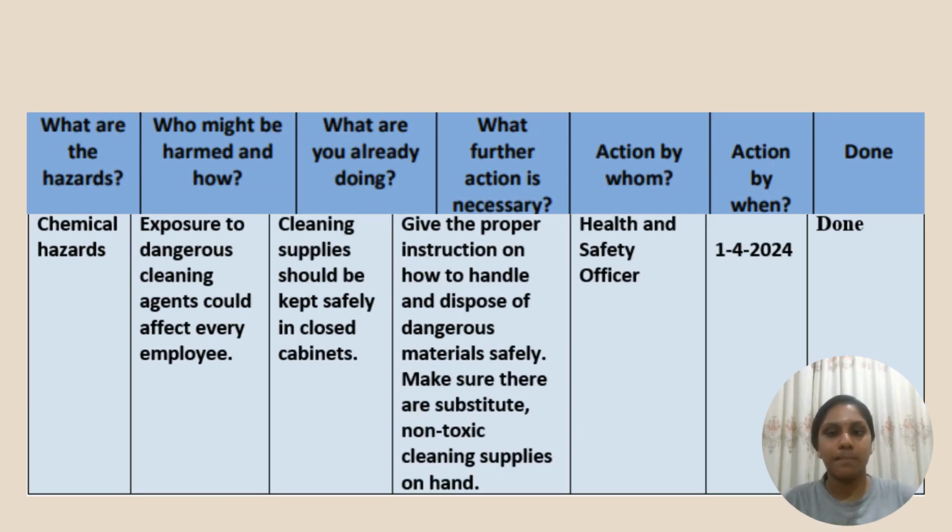The eighth hazard of the company is chemical hazard. So all the employees of the company are exposed to dangerous cleaning agents in their daily life in their company surroundings. So we should keep the cleaning supplies in safely closed cabinets. The further action that can be done is to give proper instruction on how to handle and dispose of the dangerous materials safely, and we must make sure that substitute non-toxic cleaning supplies are on hand. It is actually done by the health and safety officer. The action was done on 1st April 2024, and currently the status of the action is completely done.